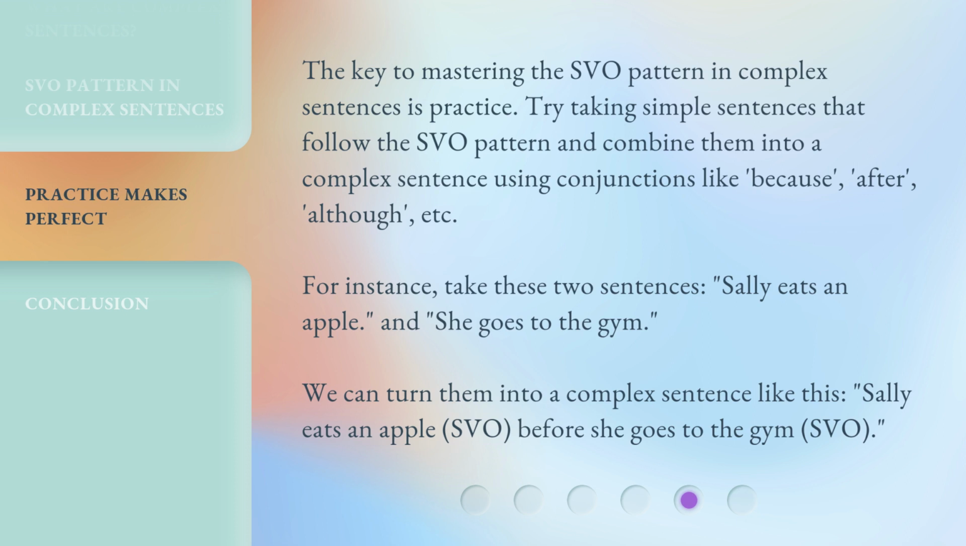We can turn them into a complex sentence like this: Sally eats an apple (SVO) before she goes to the gym (SVO).